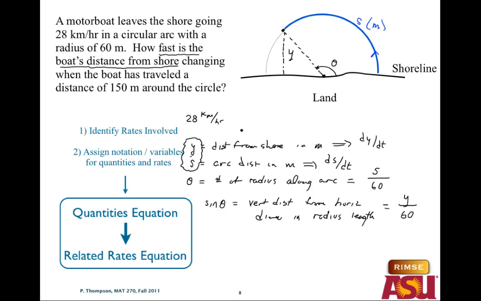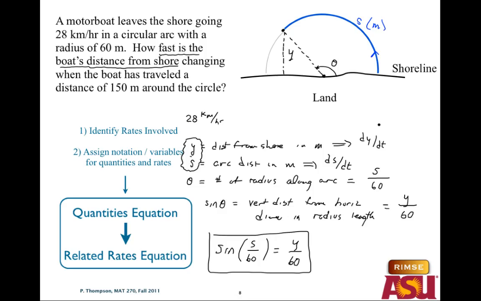So go ahead, Kyle. What is it? Yeah, so if my theta is s over 60, I can take sine of s over 60, and that equals y over 60. So there's my relating of the quantities y and s. Because we were talking about arc length, we couldn't just use the triangle formulas. We really had to go back to the core definitions of theta and sine theta to do this. Okay?